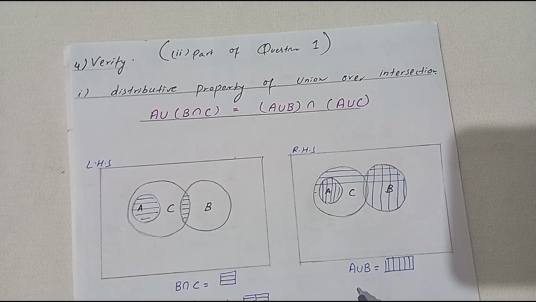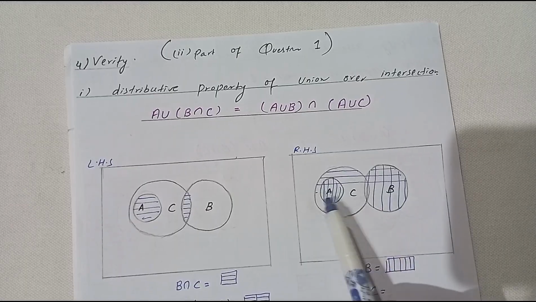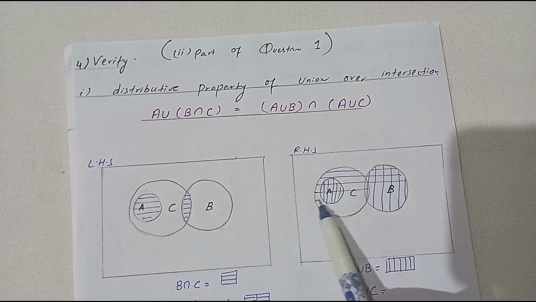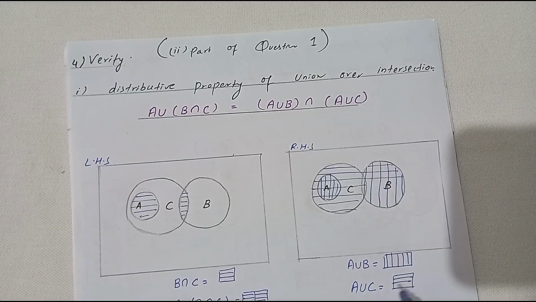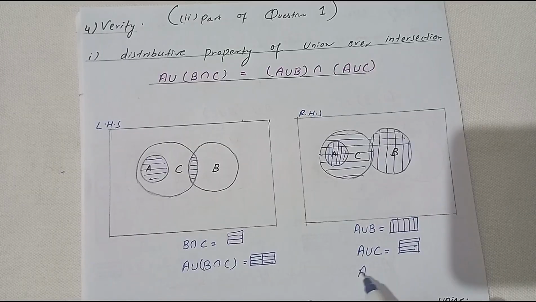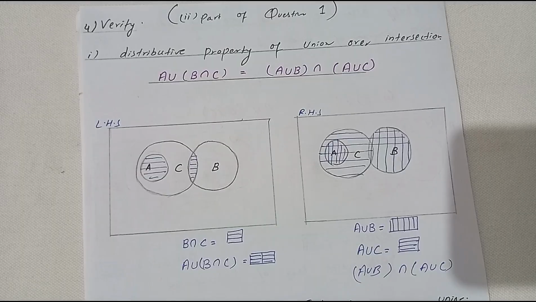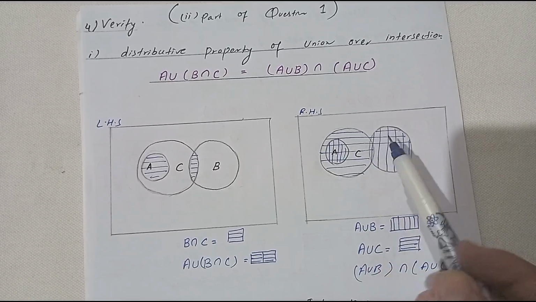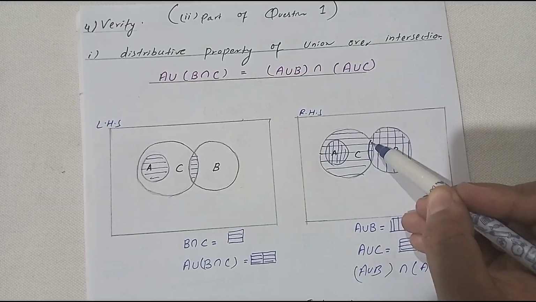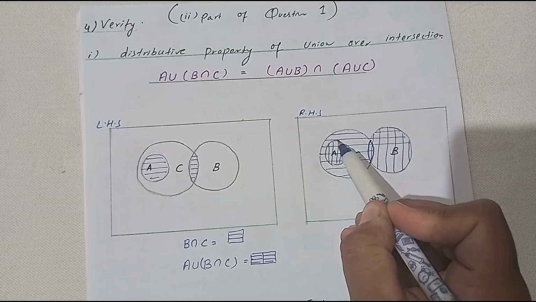Now the shading of A union C. A union C means all part of A and C, so we shaded it with vertical lines. Now the common part of A union B intersection A union C. Common part of the vertical and the horizontal sides. As you see, the common part of the vertical line and the horizontal line is this part, and this part A.